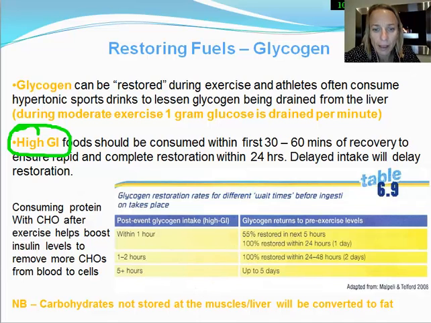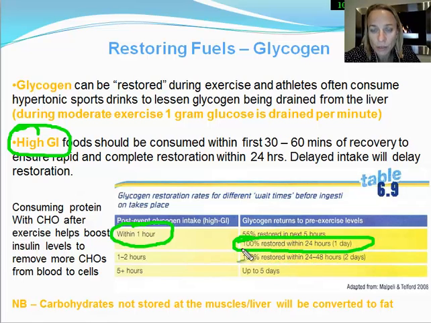As you can see from this table, if you consume some high GI foods within an hour, within the first 24 hours you'll be 100% restored. And so that means the next day you can train in a quality way, because your glycogen stores within your muscle cells are full.